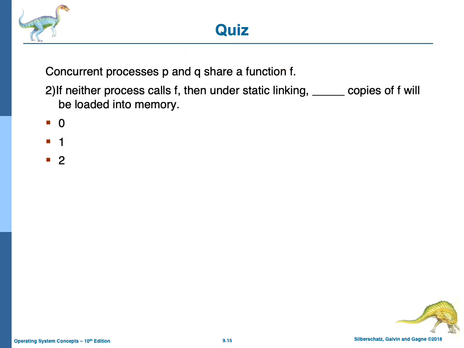And so again, if we have P and Q that share a function f, but neither of these two processes calls f, and we are using static linking, how many copies of f are there? There is still going to be one copy in memory, even if neither process actually called f, because static linking is used. That function has to be linked before execution. Now, if we are using dynamic linking and none of the processes called f, then there will be 0 copies of f in memory. We do not need to load f until it is being called.